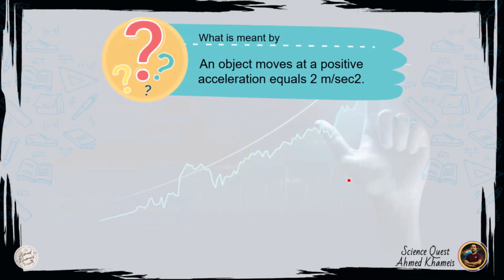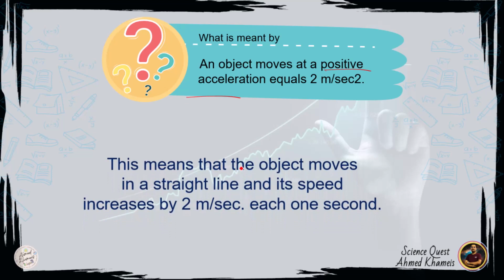So what is meant by an object that moves at a positive acceleration equal to 2 meters per second squared? Positive acceleration means that the car or the object's speed increases with time. So that means the object increases its speed by an equal amount, which is 2 meters per second each 1 second. So this means that the object moves in a straight line and its speed increases by 2 meters per second each 1 second.